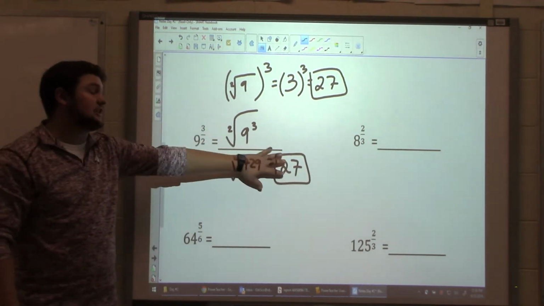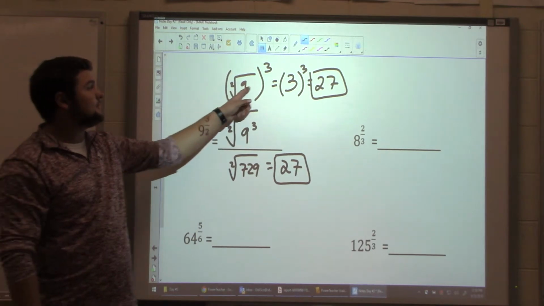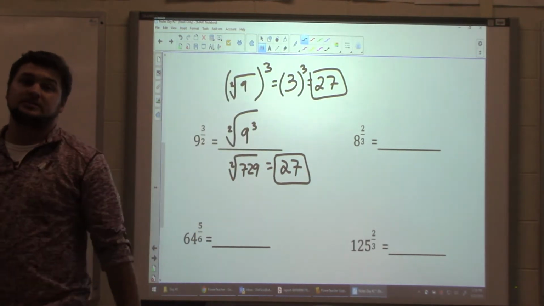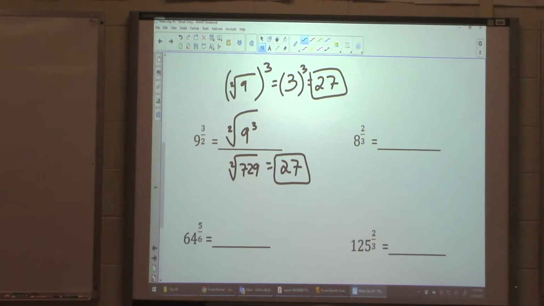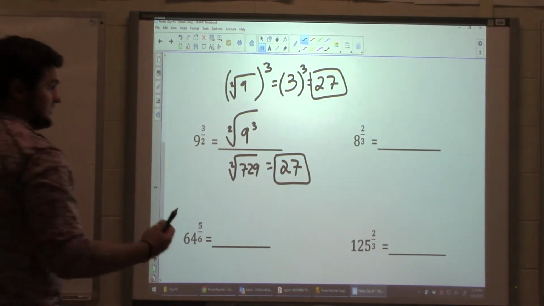Right? This way you got to use your calculator a little bit more. This way you can probably do it in your head. Square root of 9 we all know is 3, and then cubed is 27. So both ways work. Both ways get you to the same answer.